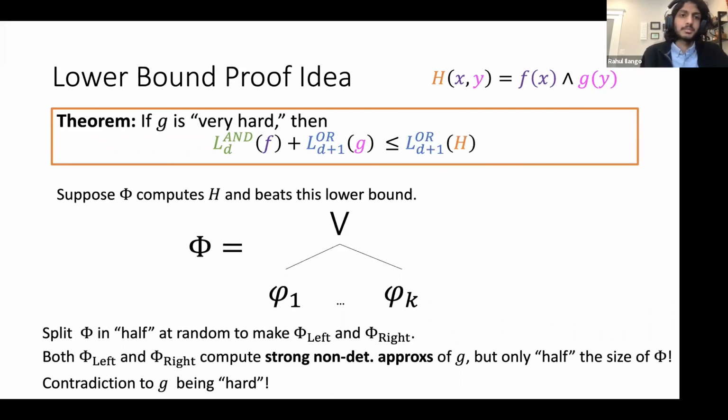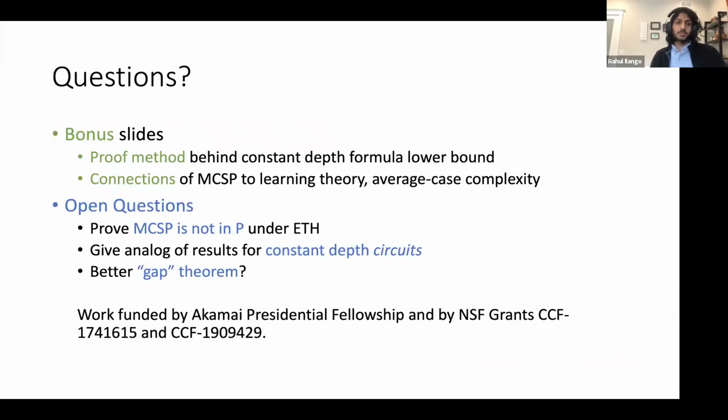Okay, let me go to my question slide. If you're interested in more of the connections on MCSP, I have a bonus slide on that. I think the most interesting open questions are: can you prove MCSP is not in NP under ETH? Can you prove an analog of my results for constant depth circuits? I only know how to prove them for constant depth formulas. And can you improve the gap theorem that I mentioned here?